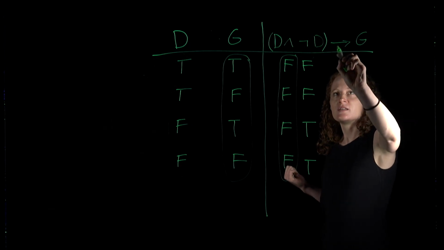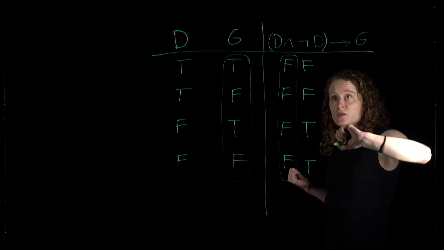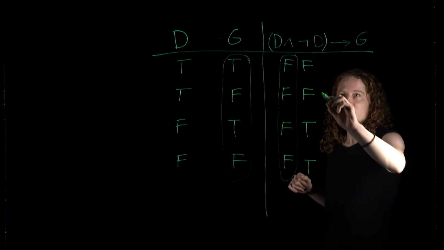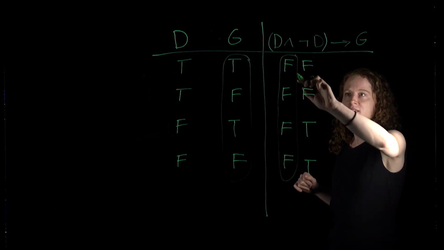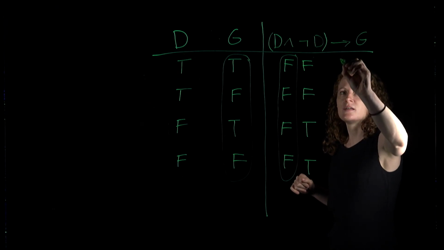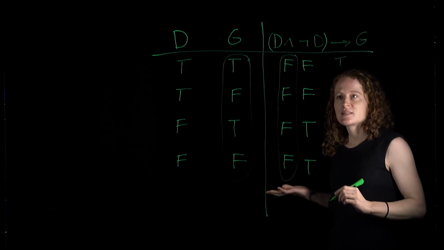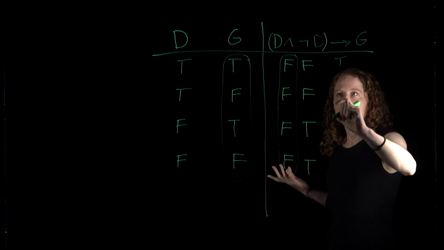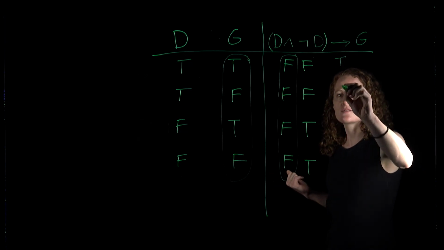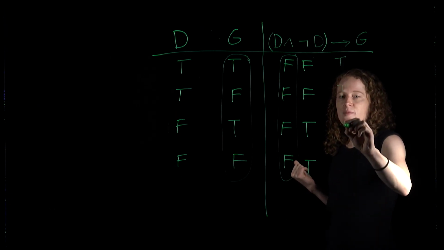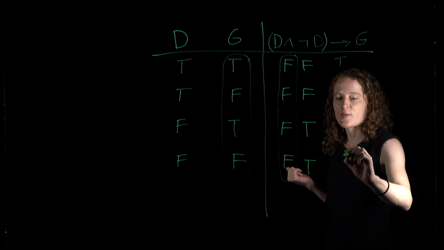Now let's think about the first valuation. The conditional is true whenever the antecedent of the conditional is false. And since in the first row the antecedent is false, I know that this conditional must be true. Same thing happens in the second row. I see that the antecedent is false, so the whole conditional must be true. Same thing in the third row, and same thing in the fourth row.